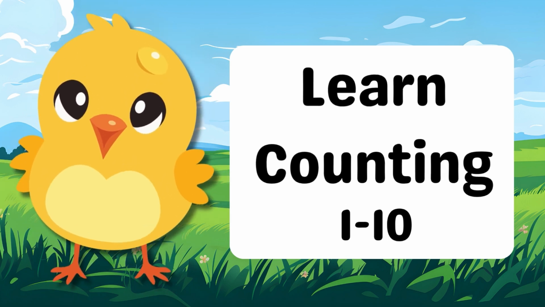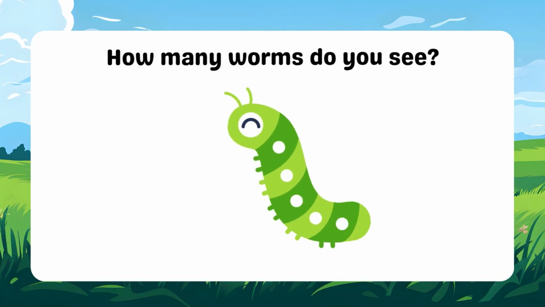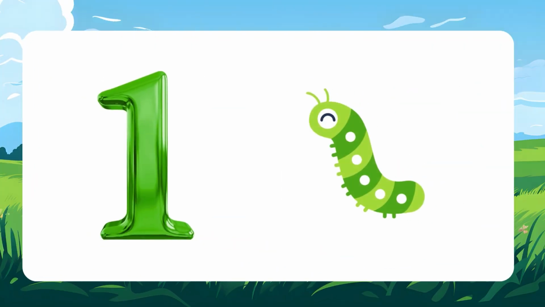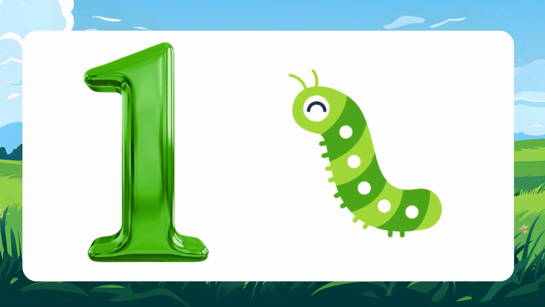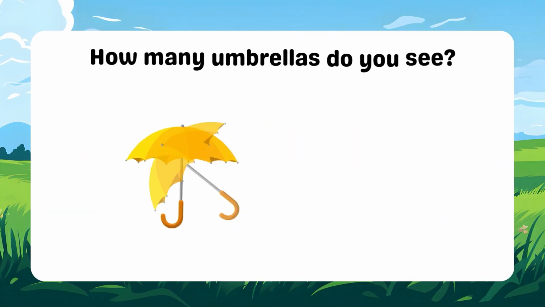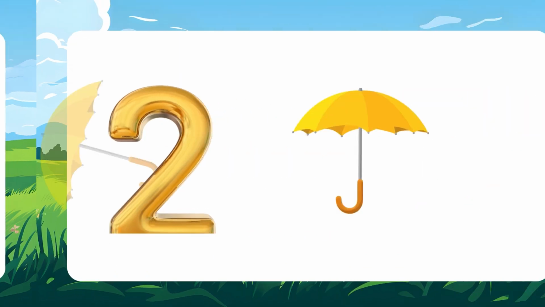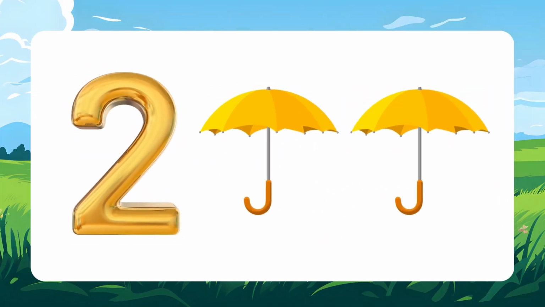Let's learn counting 1 to 10. How many worms do you see? 1. That's correct. 1. How many umbrellas do you see? 1, 2. That's correct. 2.